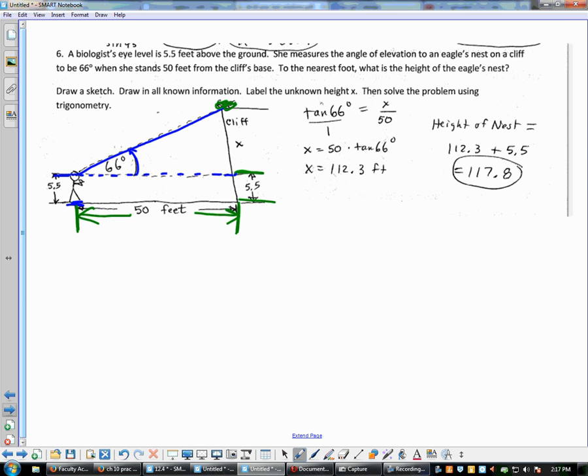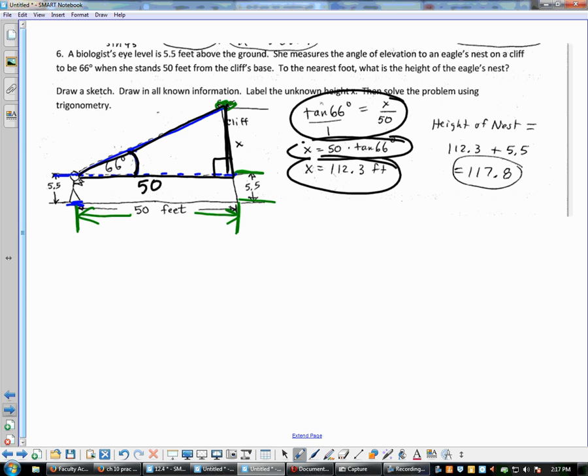And what we can do, though, is we can picture just this triangle right here, which is a right triangle, and we know the adjacent side to the 66 is 50, and the opposite side is what we're trying to find, x. That sets up a tangent situation from SOHCAHTOA. So the tangent of 66 degrees equals x over 50. You do the math on this, cross multiply, and you get x equals 50 times tangent of 66 degrees, which brings up x equaling 112.3 feet.